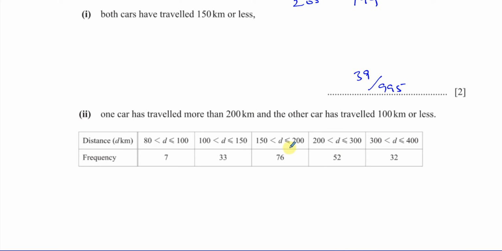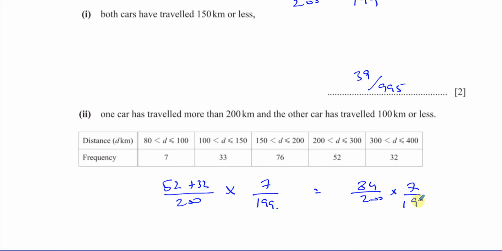So basically more than 200 kilometers would mean these two. So 52 plus 32 over 200, times the other one, which has traveled 100 kilometers or less. That's going to be 7, because there are still those 7 there, but there's only 199 cars left. That's going to give you 84 over 200 multiplied by 7 over 199.